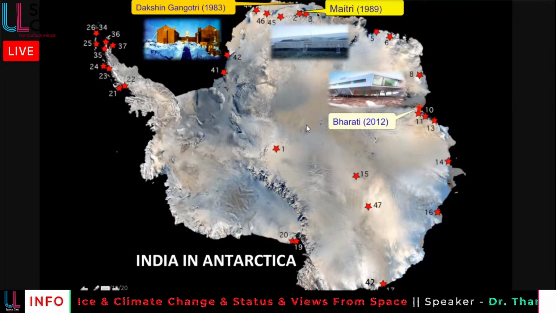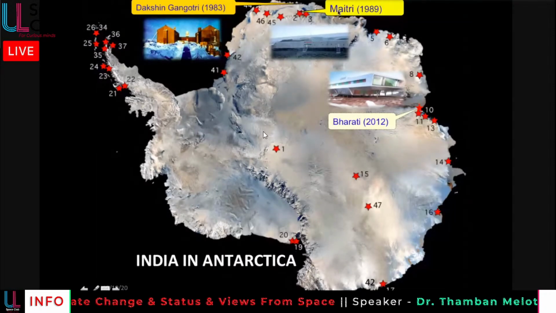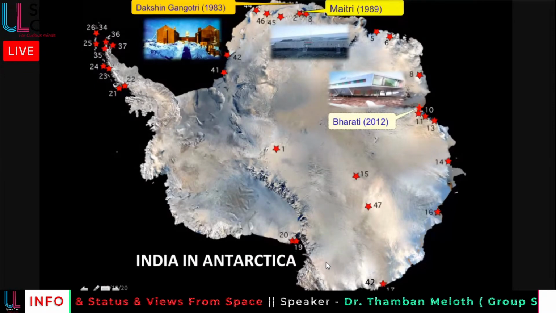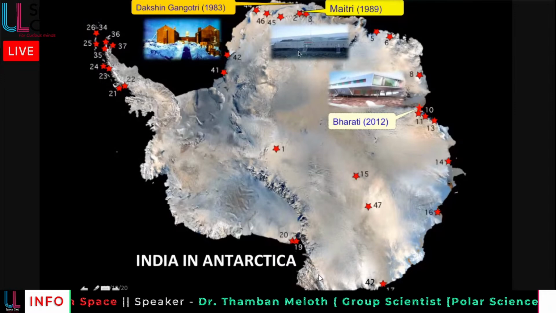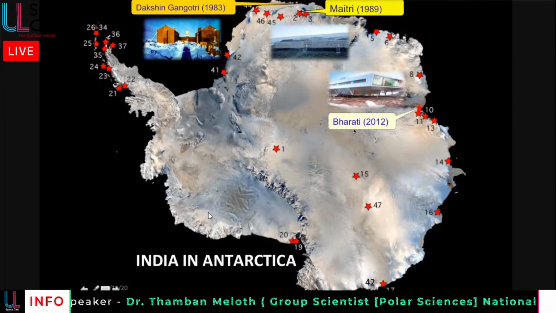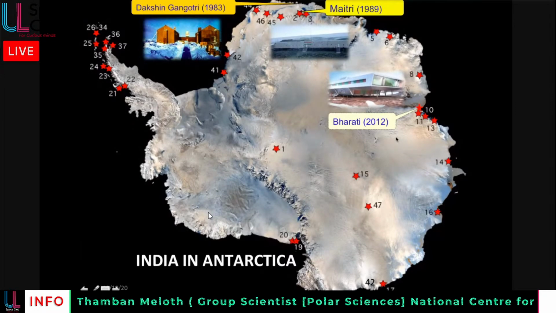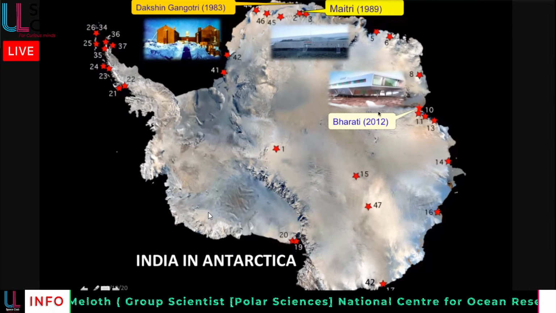And the Maitri station, which is our second station and which still exists, is built on land compared to the one built on an ice shelf. But we have a third station called Bharati, which was built in 2012, which is one of the most modern stations in Antarctica itself.